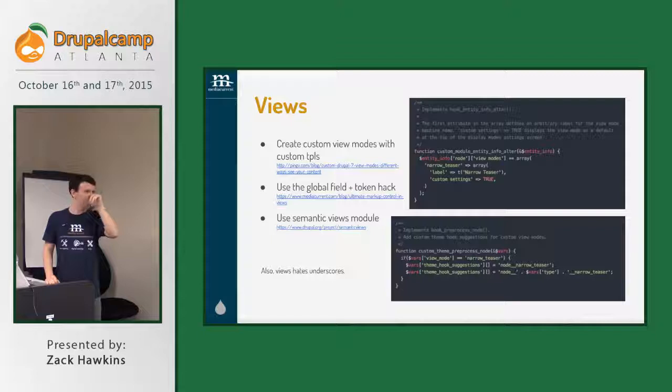Semantic views module. I've used this once. I should probably look into it more, but it will let you clean up the views output and put actual classes on it. I've got a little note here on the bottom you can barely see that says also views hates underscores. So you know those awesome BEMing classes? You can't do, well, you can do that. It just converts it to double dashes instead of double underscores, which is fantastic when you're trying to troubleshoot stuff. Why isn't this class applying?